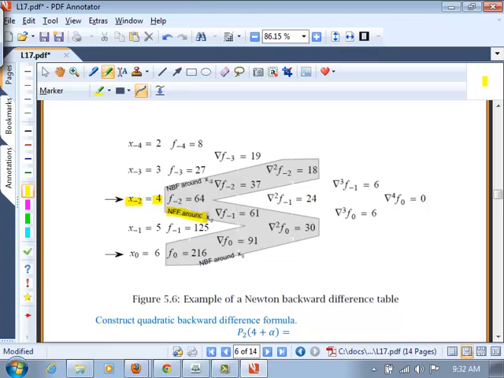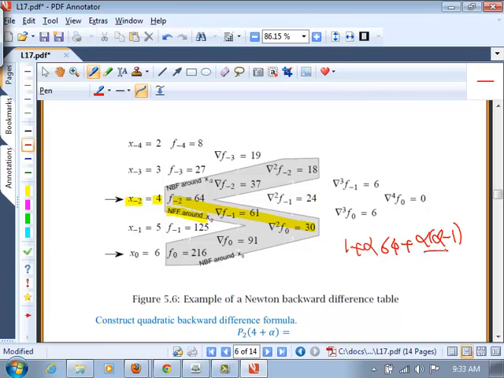It's going to be 1 plus alpha times 64 plus alpha times alpha minus 1 over 2 factorial times 61 plus alpha times alpha minus 1 times alpha minus 2 divided by 3 factorial times 30. That is a Newton forward, third degree forward formula.